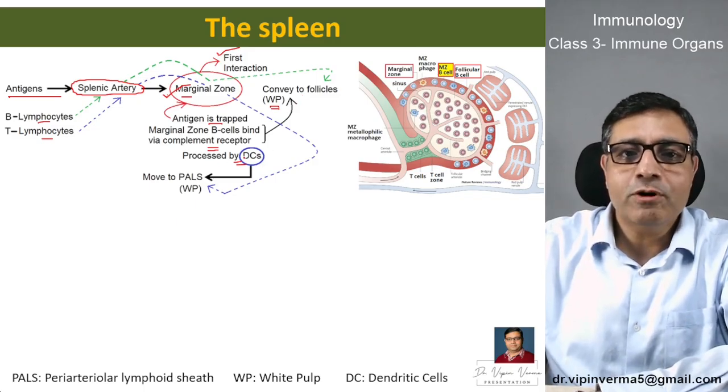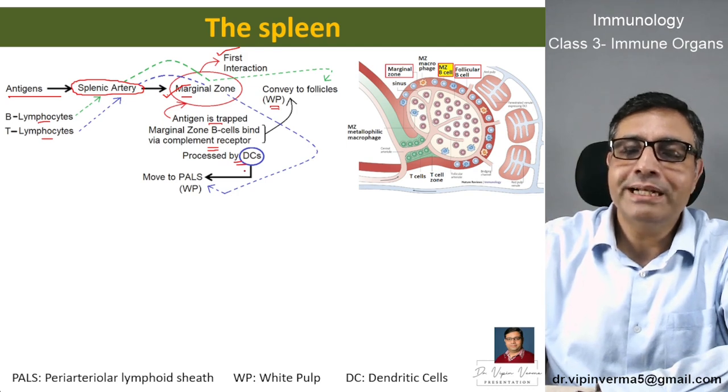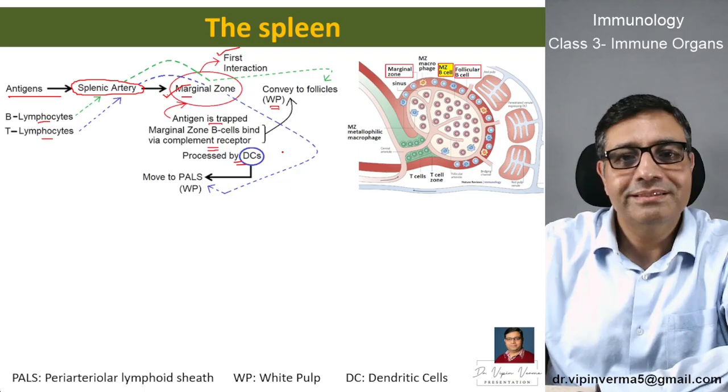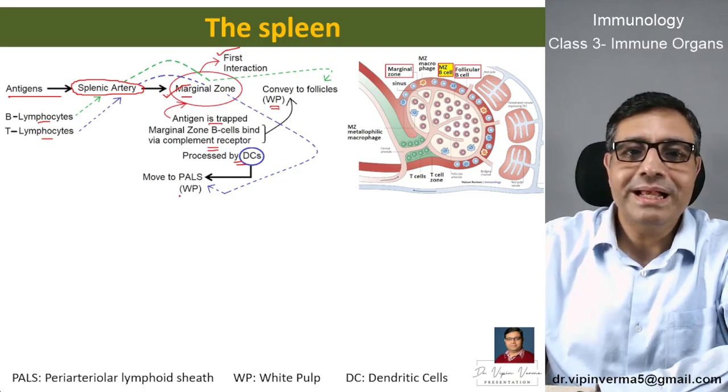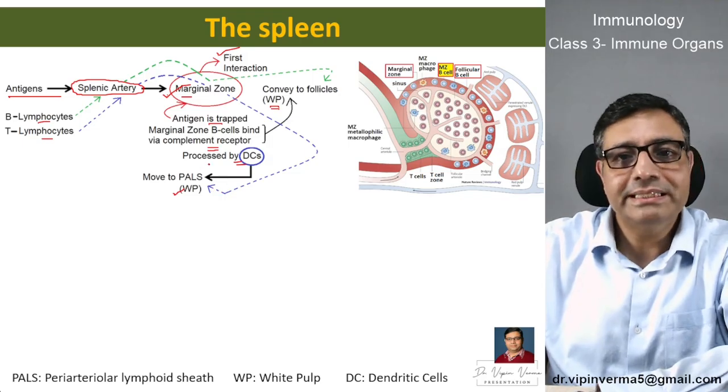Now because they are also processed by the dendritic cells, and you know that dendritic cells report to T cells, so they will move to the PALS, which is the white pulp, and then they will interact with the T cells, right? So that's how it happens.